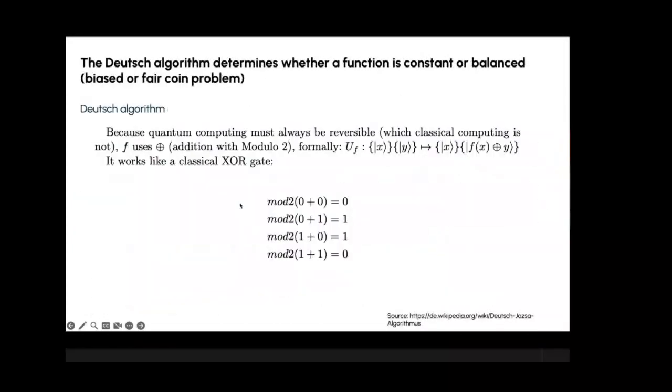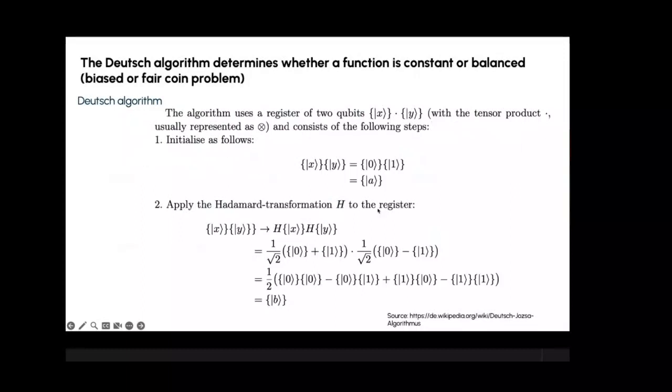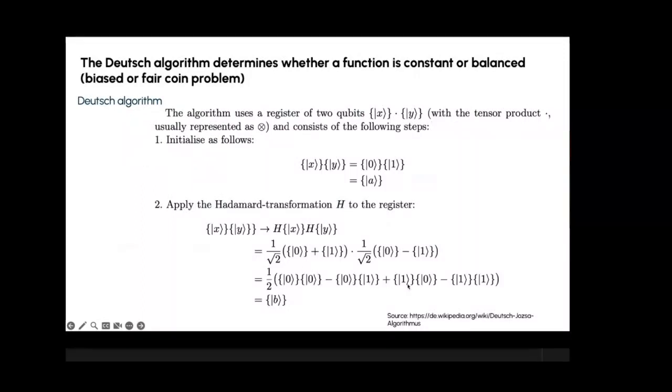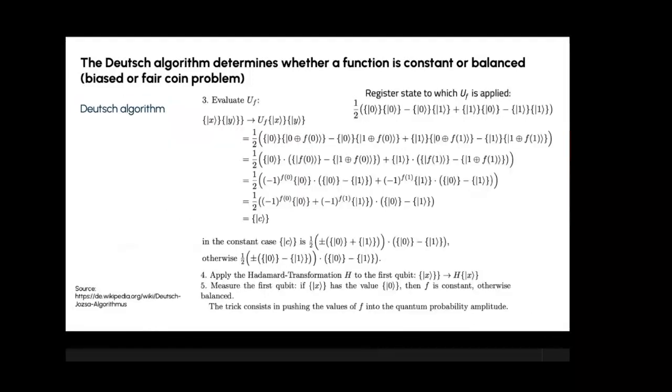And this is what it does here. It computes the base state, and so now you have this 00 minus 01 plus 10 minus 11. Now you have this Hadamard state applied to the 2 qubit register, which they now call B as a summary. So this is now, of course, an entanglement state, right? Now you evaluate the function UF.